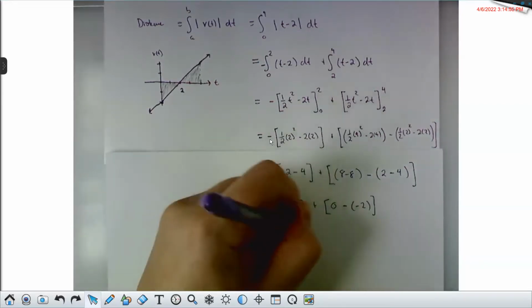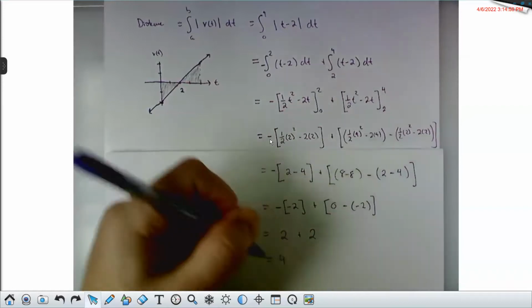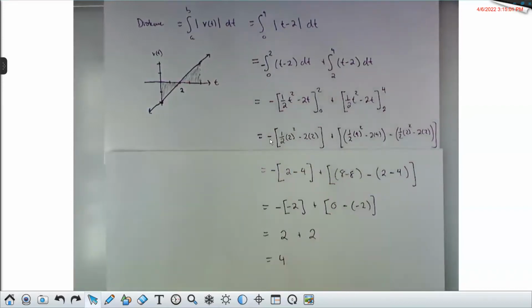-2 is 2, plus 0 minus -2 is also 2. So this is 4. So my dude walked backwards 2 meters and then forwards 2 meters. So his displacement was 0. He ended up where he started. But he walked 2 meters in one direction and then 2 meters in another direction. So the total distance he traveled is 4 meters.